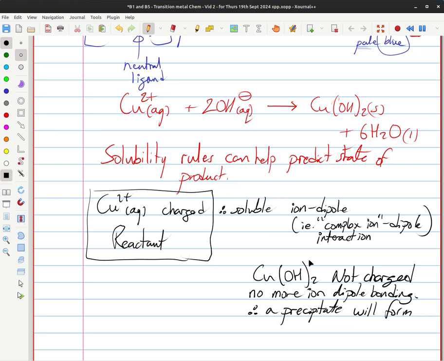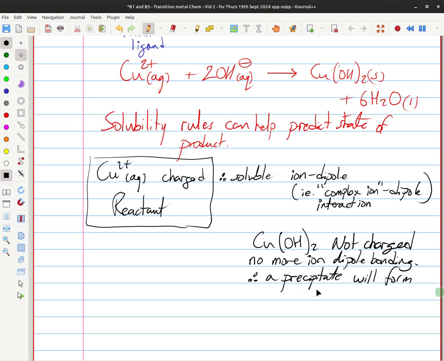And what else? The barium, the latter group 2 ones. Everything else with a hydroxide will be insoluble. So here we have another way of doing it. We can just look at the change in the charge. It went from charged into non-charged, therefore not soluble.